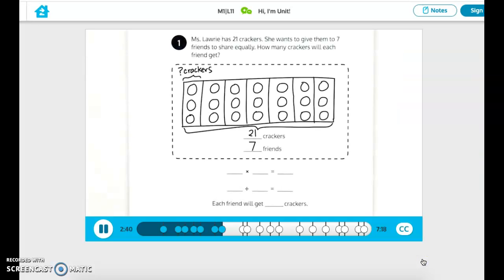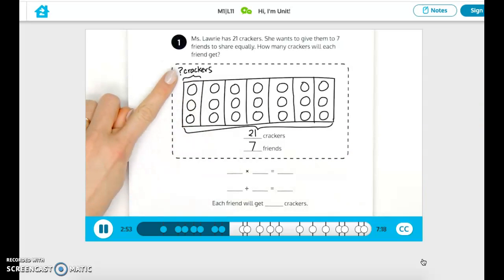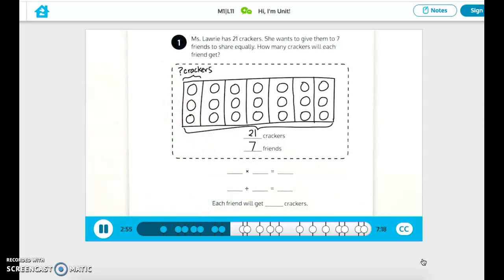By adding lines and labels to our array, we made a tape diagram. Each boxed column shows 1 unit and represents 1 friend. We labeled the tape diagram with all of the known and unknown information to help us understand the problem. Now, let's write 2 equations that represent this tape diagram. I'll get you started.